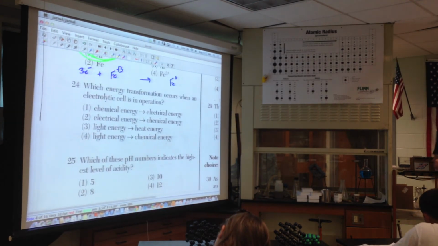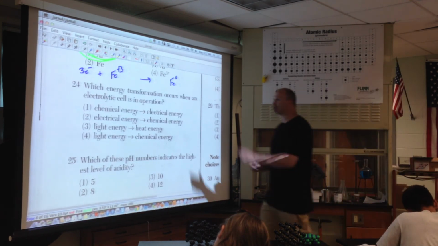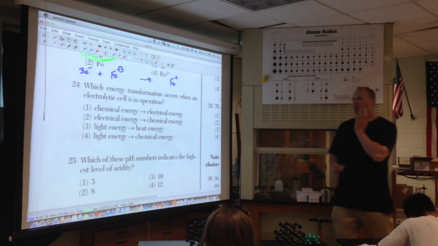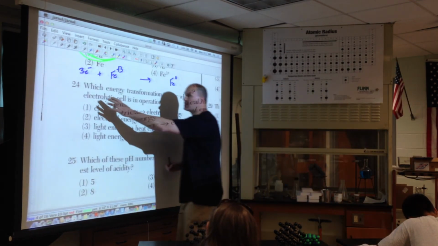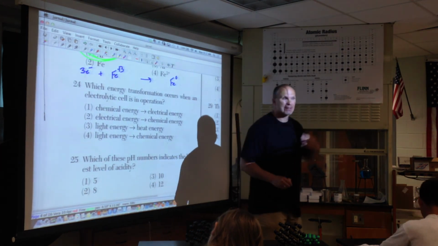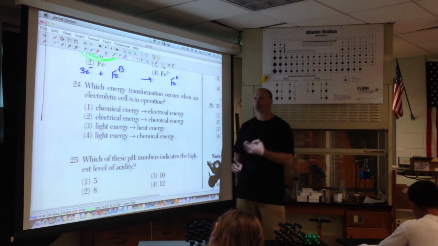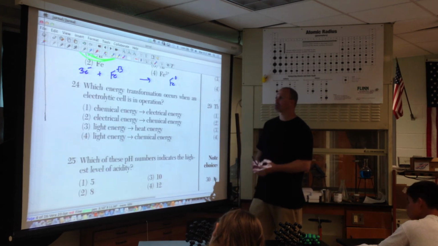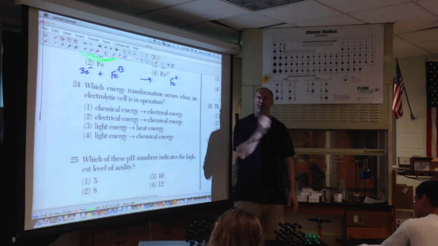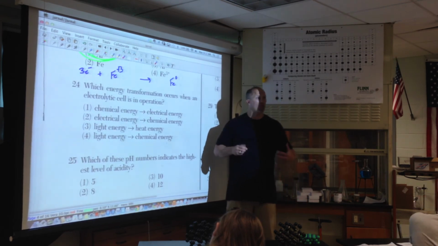24. Which energy transformation occurs in an electrolytic cell? Electrolytic cell, is that the battery, the one that needs a battery? That's right. The word electricity is in there. Voltaic cell, galvanic cell. Alessandro Volta was the guy who made the first battery. So this needs electricity to make it occur. This is a non-spontaneous reaction. It requires energy.